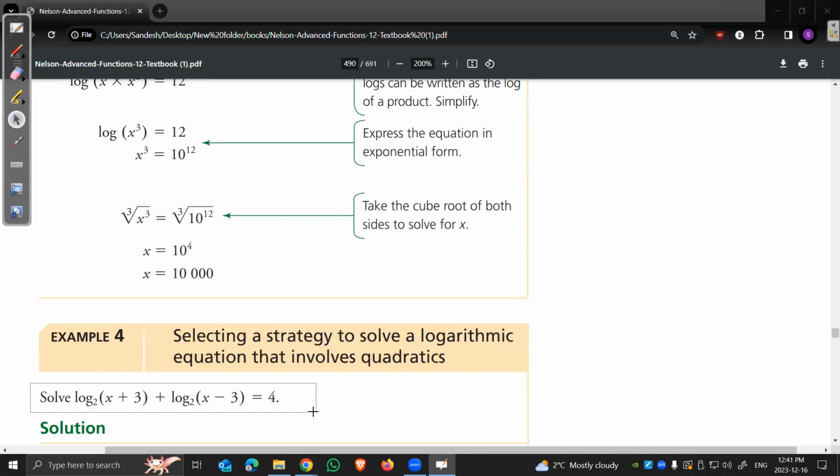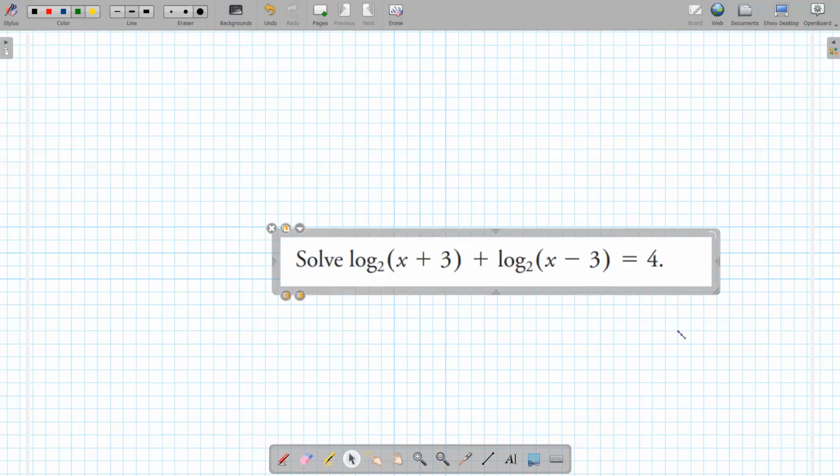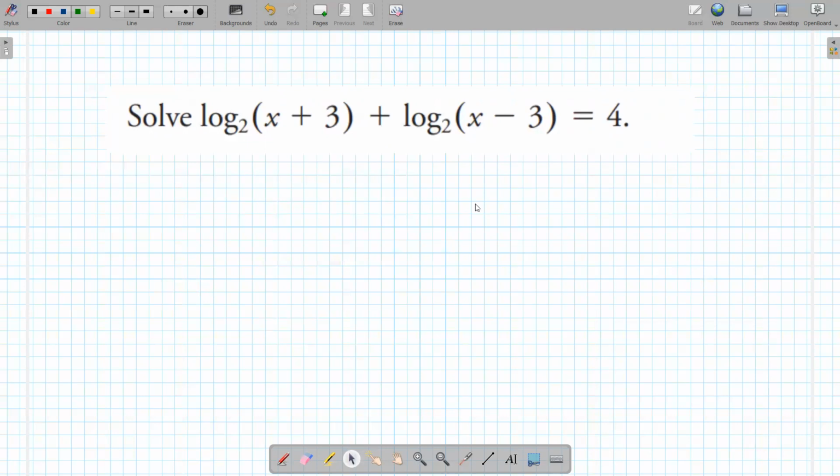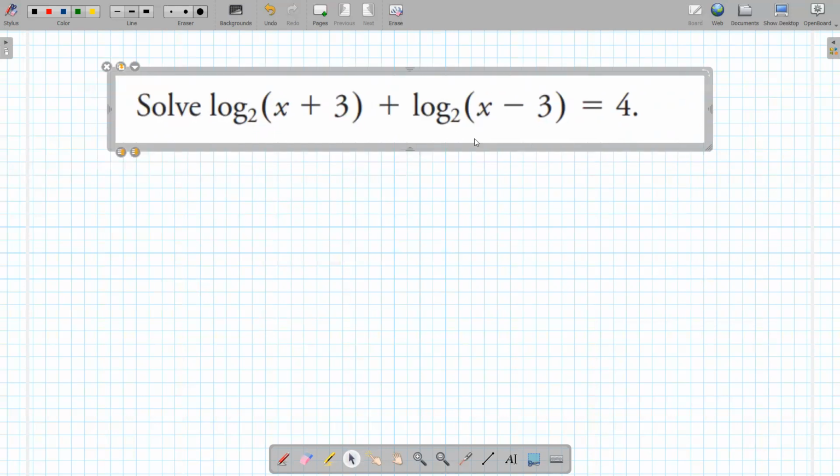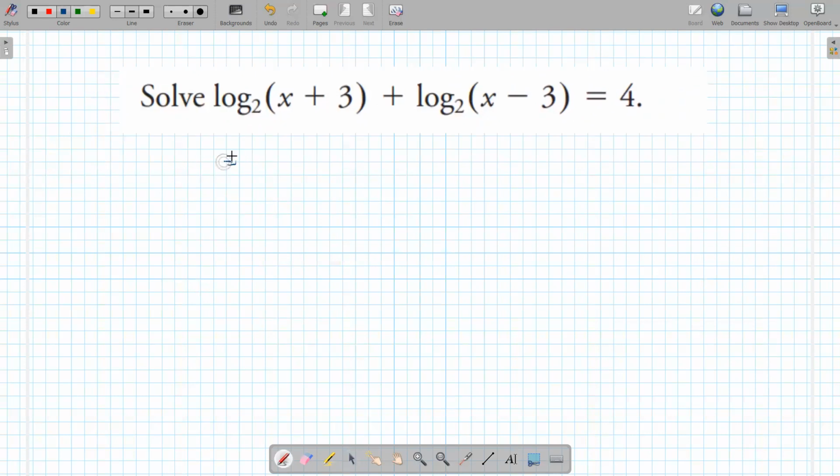Same idea for this next one. There's multiple logs. Step 1 is to combine them. Step 2 is once you've combined them, turn it into an exponential. So here, if we want to combine them, what does it become? I'll give you a hint. It's the first log rule. Log A plus log B. This is the form that we're in right now.